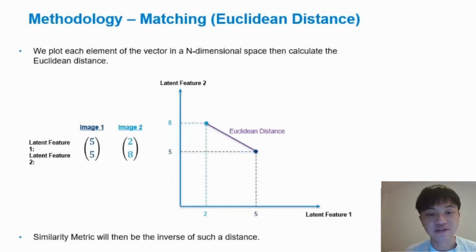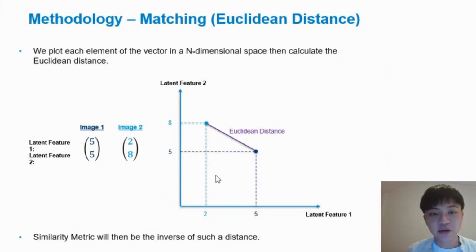So how do we go about matching each of these latent vectors? We basically plot the elements of each of these vectors in an n-dimensional space and calculate the Euclidean distance between them. For ease of visualization, I've reduced the number of latent dimensions to 2, although the number of dimensions of the actual latent space is much larger. So for each image, we plot its value within this 2-dimensional space and draw a line between them. The length of this line is basically the Euclidean distance. The longer the Euclidean distance, the further away the latent representations are, and this implies that our images are more different, and the converse is also true. So in order to get a similarity score, we just use the inverse of the Euclidean distance.